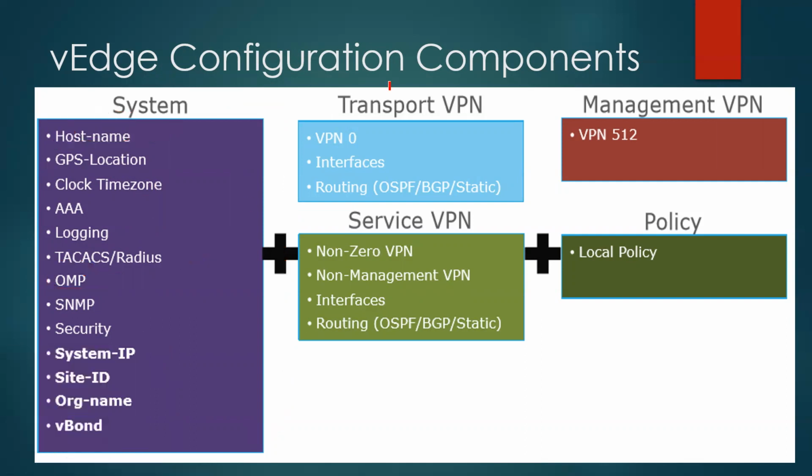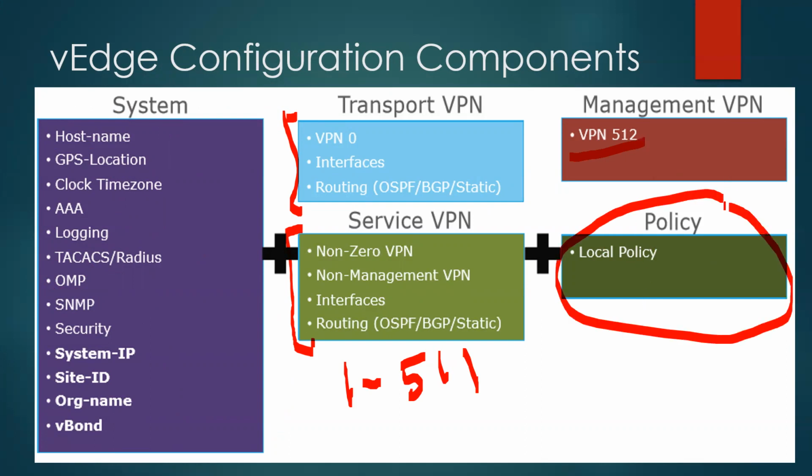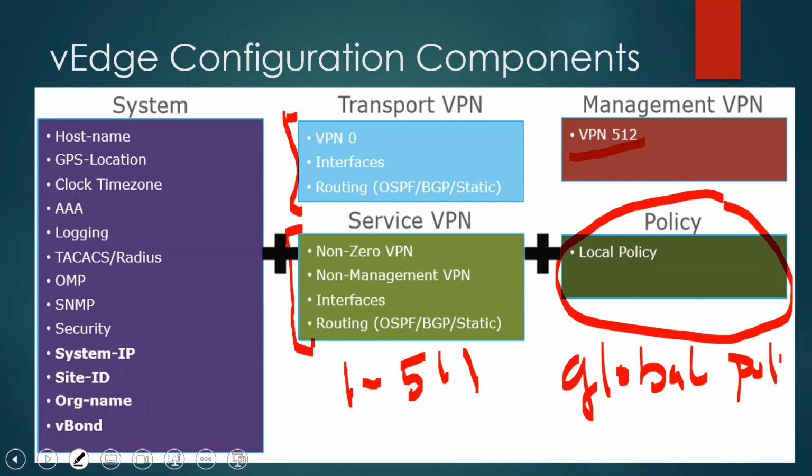And then we have something called the VPN 0 configuration. We have service VPN configuration. Service VPN starts from 1 to 511. And then you have VPN 512 configuration, and then you have the local policy that is local to the box. And there is something called global policy as well. Global policy, where will it come from? It will come from vSmart. Later on, we will understand that.